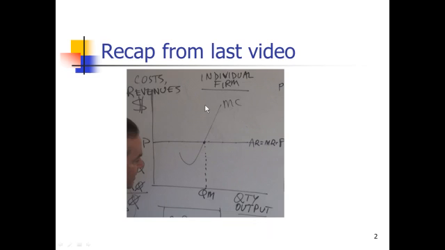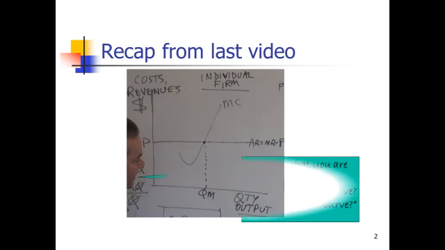Where did we finish up? We finished up with an explanation of what we call the profit maximising rule, MR equals MC. Now, on our little model here, I suggested to you that there was a couple of things missing.